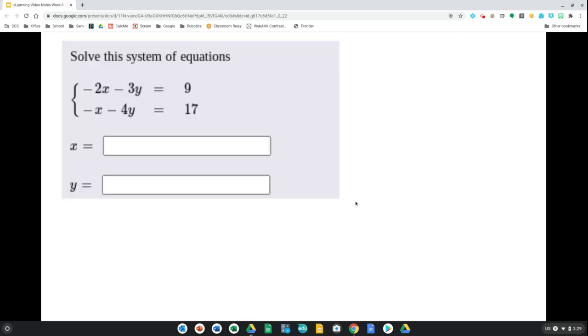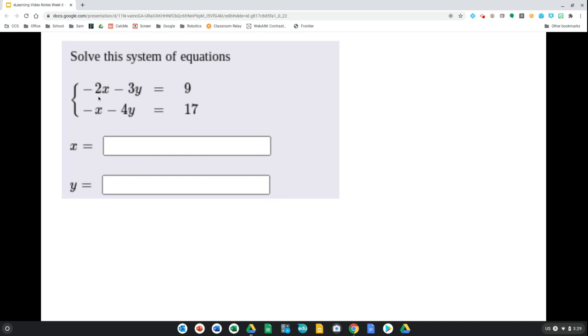The third technique was something called elimination. And so if you remember, with elimination, our goal is to eliminate either the x or the y so that we have an equation that we can solve. And so the way we do that is we multiply the top equation and the bottom equation so that they'll cancel out.